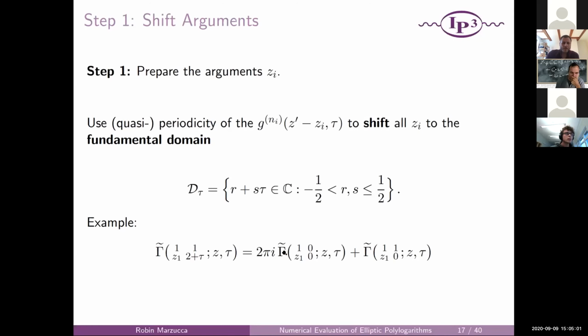So we have a little example here. Let's assume z1 is already in this domain. Then here we can shift the integer values essentially for free. And then when we shift by tau, the quasi-periodicity kicks in and we get a sum of two terms, the first of which has a 2 pi i here.